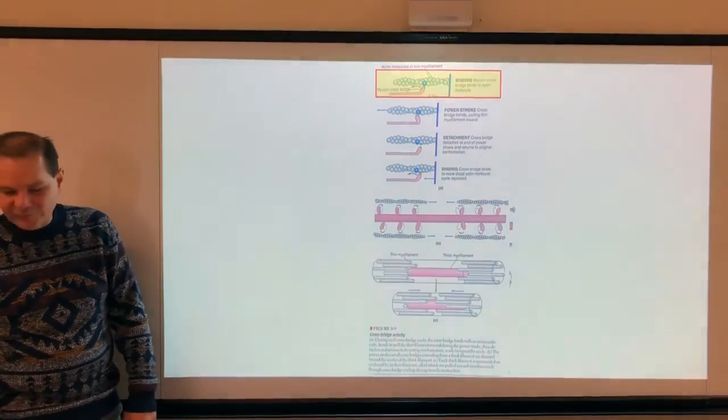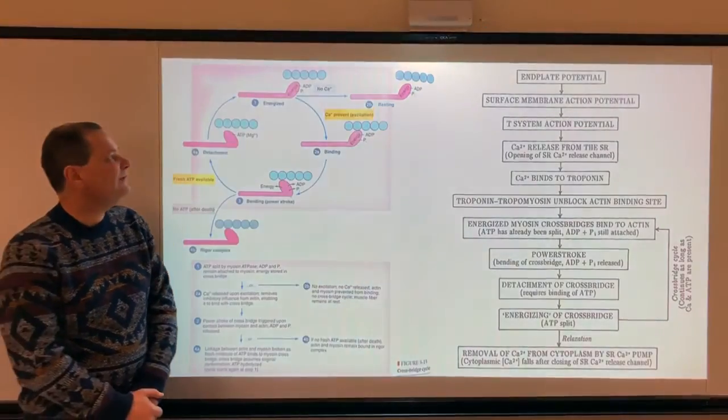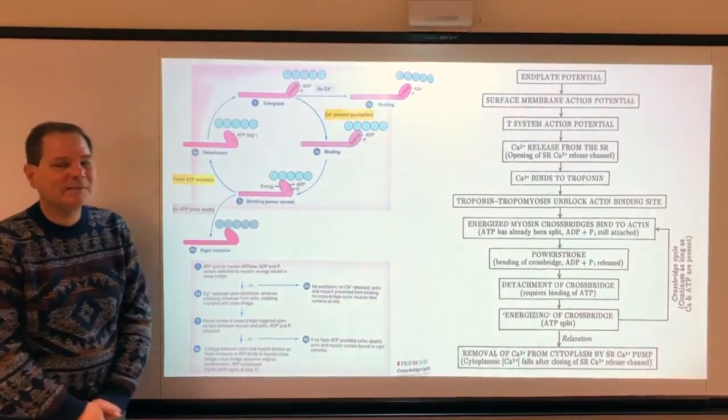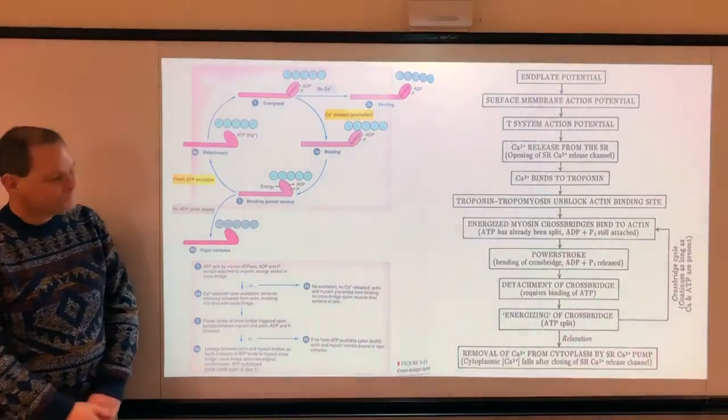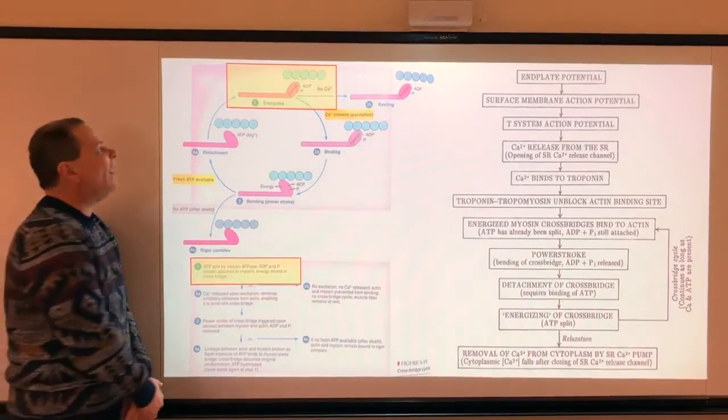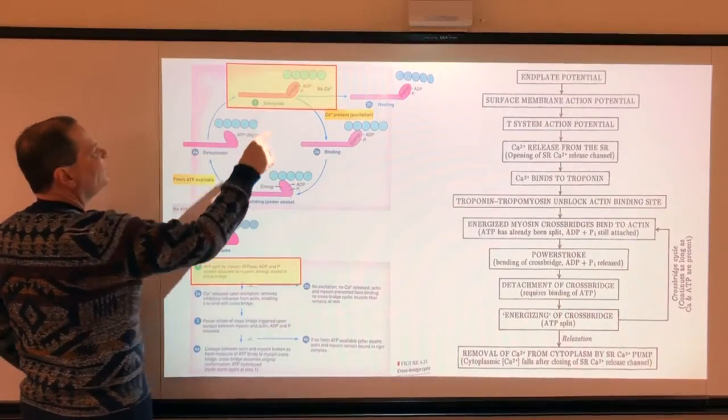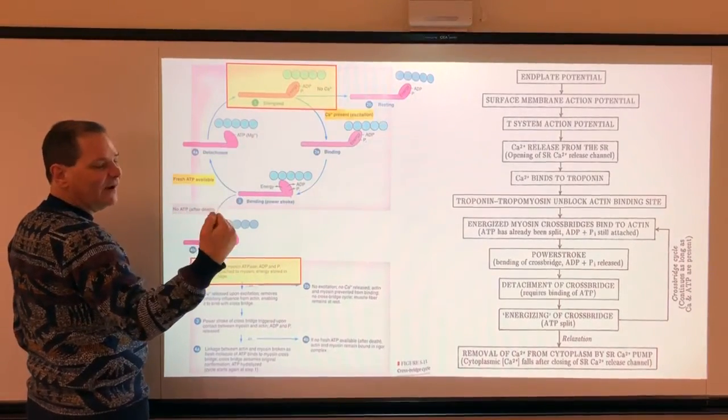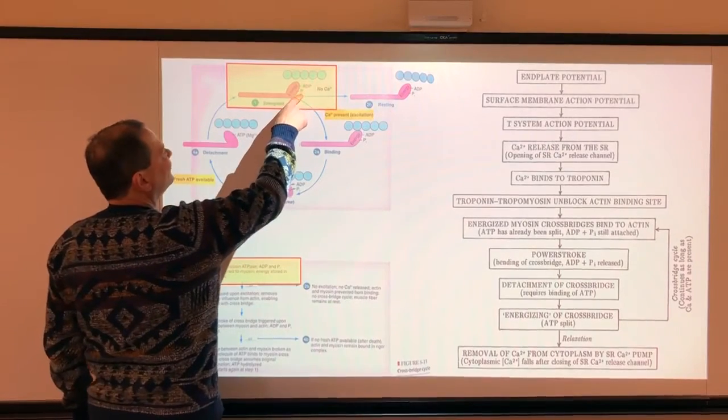So to get a little bit more specific in terms of what's happening with the ATP and how this is all working at a molecular level, if we start out with the energized state, this is myosin that has hydrolyzed ATP to ADP and phosphate.